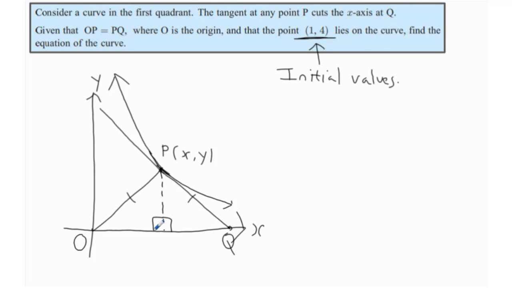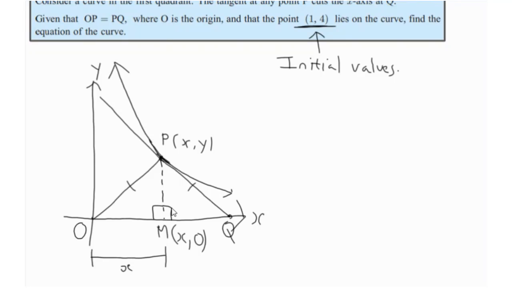So we'll just call this M. If you think of the coordinates of M, it shares the same x coordinate as P, so that's just x, and it's got a y coordinate of 0. So if M is x along on the x-axis, this distance OM must be x, and because of the type of triangle we're dealing with, MQ is also x. So you've got x and x, and then you can use that to deduce the coordinates of Q. So Q is going to be at (2x, 0).